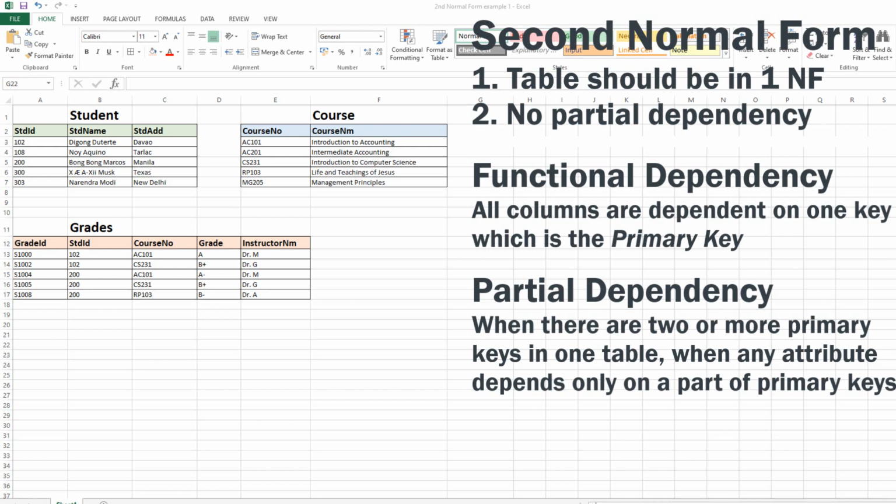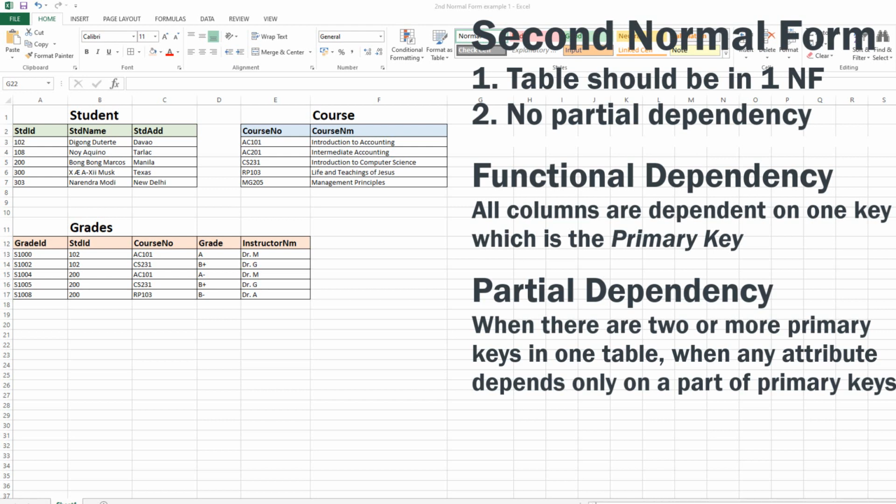Now, look at the grades table again. Look at the instructor column, the attribute name, and look at, let's say, Dr. M. Dr. M is the instructor for SE101 and does not have anything to do with student ID 102. The same thing with Dr. G. Dr. G is an instructor for CS231 and does not have anything to do with student ID 102. Therefore, instructor name in this table is dependent on only course number. It has no connection to the student ID.